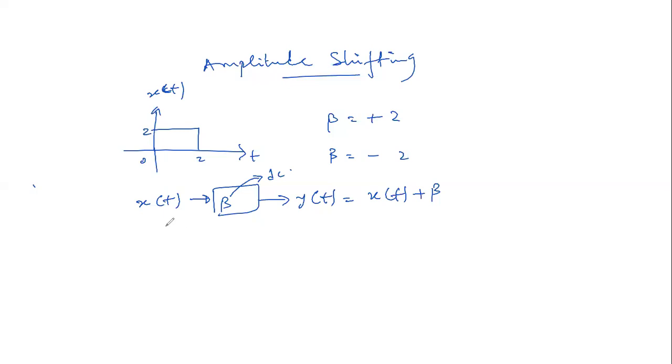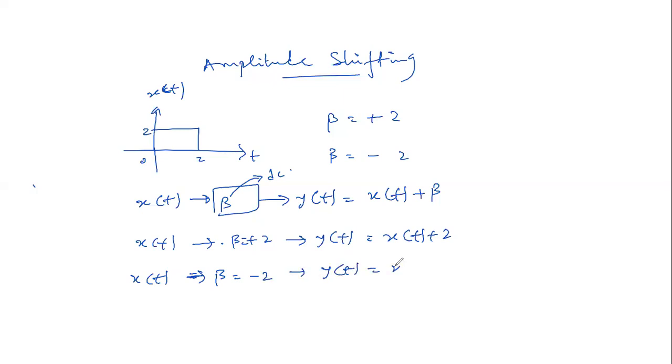Okay? So it means that it could be positive or negative. So S of t with the parameter +2 is going to give us y of t being the same as S of t +2. That's when beta is positive. Then S of t with beta being -2 will give us y of t being the same as S of t -2. Okay, so this is it.